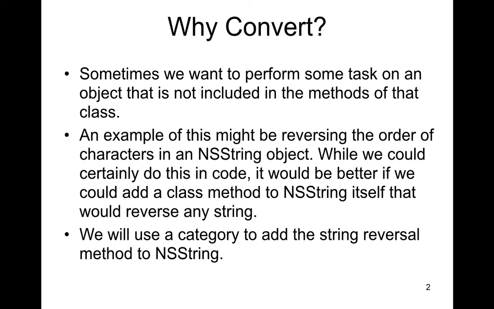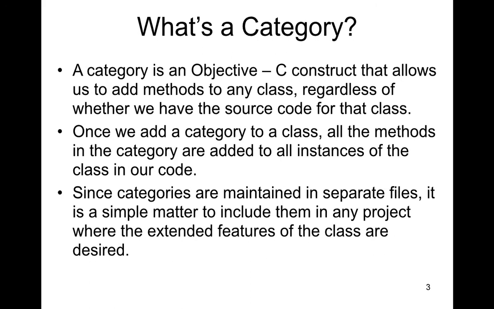So the example might be to reverse the order of characters in a string. We're in an NSObject string. We could certainly do this in the code, but it's better if we could add a class method to NSString. So we're also going to learn how to add a class method to the string and reverse any string that we want. We're going to use a category to do this, to add a string reversal method to NSString.